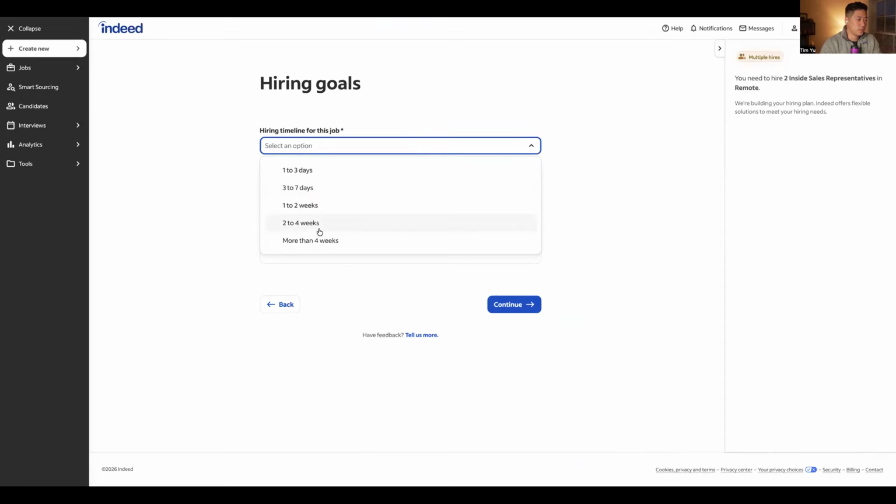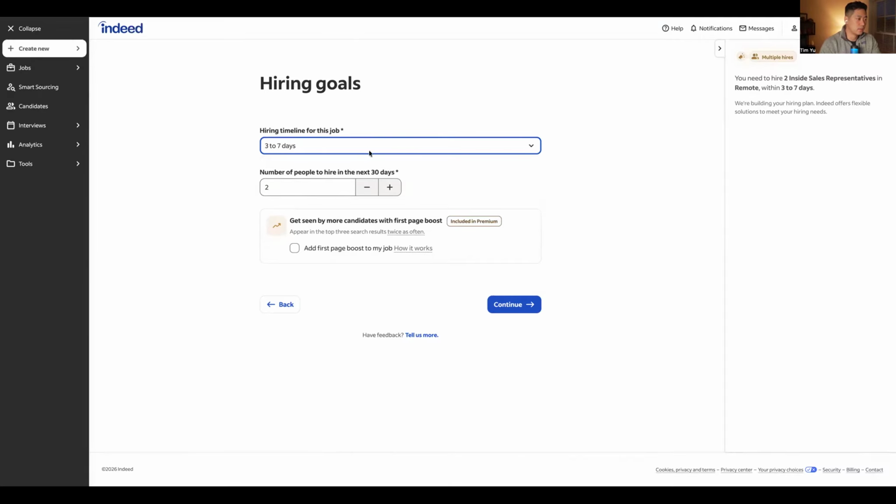This is hiring timeline for this job. We're gonna hire somebody in the next week. Actually, it's up to you, 1 to 2 weeks, whatever. And then you can pay. This is how you can pay for ads on Indeed. You don't need to do that. Trust me, you'll get a ton of people.